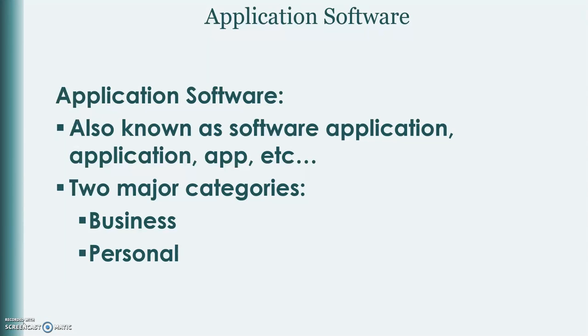Application software is also known as software applications, apps, etc. Application software is the reason that we buy computers. Applications let us actually do stuff. Most of us go out to buy a computer with a specific reason in mind, whether it's for school, gaming, etc. If you're buying for school, you may want a computer with a word processing application, a spreadsheet application, things like that. There are two main categories of application software: business and personal. So let's start out with business.